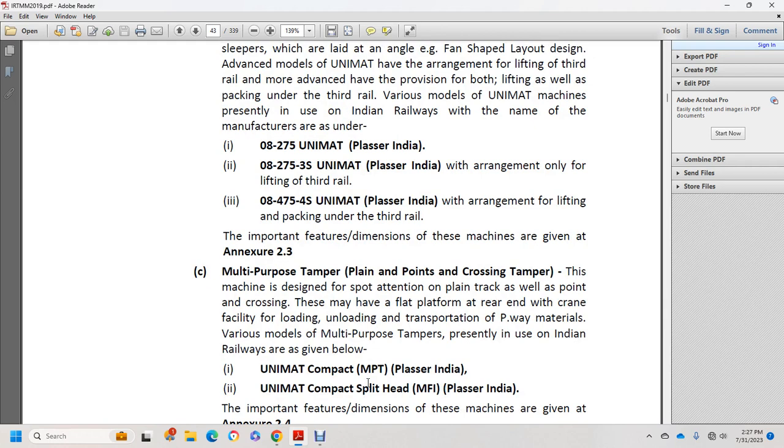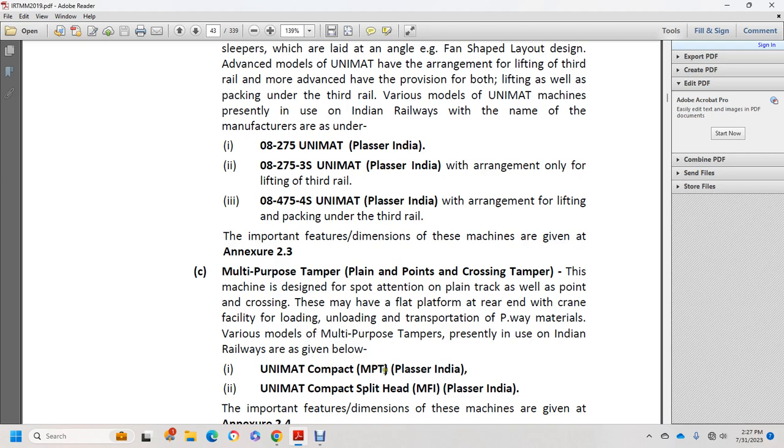Multi-purpose tamper with a plane and plane points with a crossing tamper. This machine is designed to spot and tension with a plane track as well as point and crossing. It may have a flat platform at the rear end with a crane for facility of loading, unloading, and transportation of permanent way material.